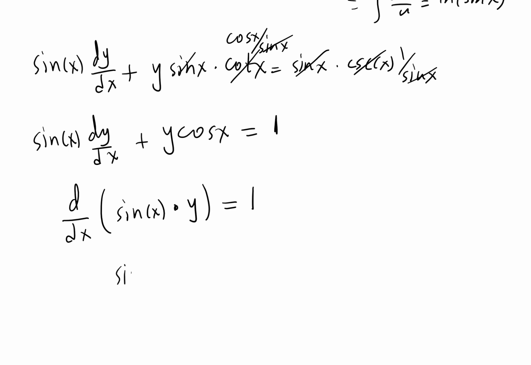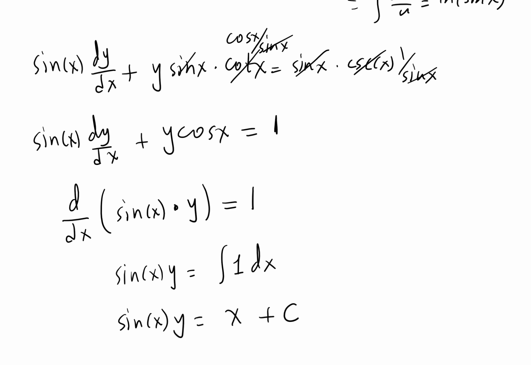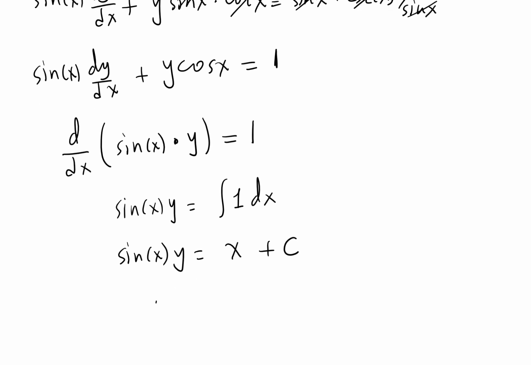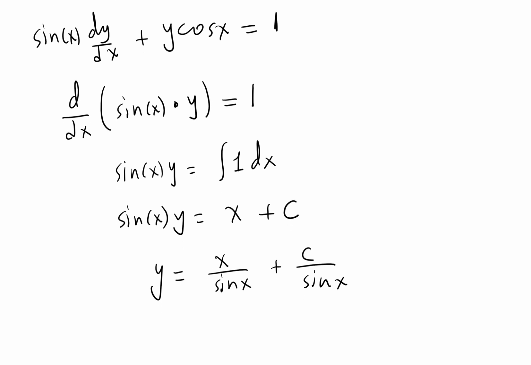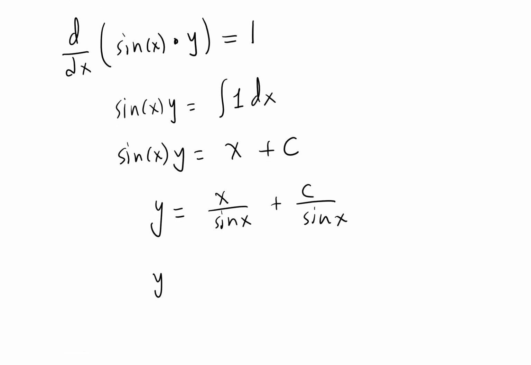Integrating both sides, the integral of 1 dx, sine of x times y is x plus c. Then we divide everything by sine x to get that. You can leave it like this, or 1 over sine is cosecant.